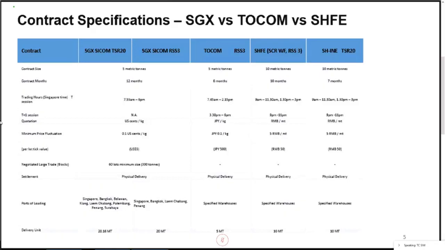The next slide is the contract specs of the various rubber contracts in our region, the popular ones in any case. I think we've gone through the SGX one. We don't trade in isolation, so do know that in Tokyo, on TOCOM, the RSS3 contract is trading as well, as in Shanghai and INE, which is also essentially China, which trades an identical TSR 20 rubber contract. I will go into detail later about the role of these other exchanges, or the products on them, and how they affect your trading on SGX rubber.